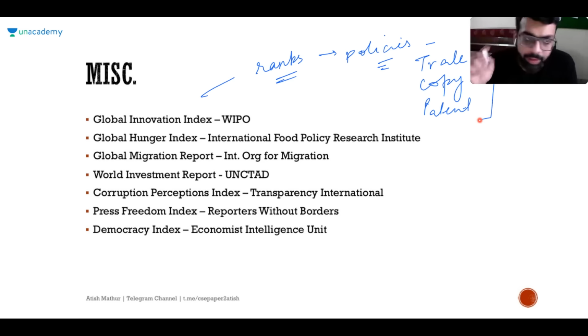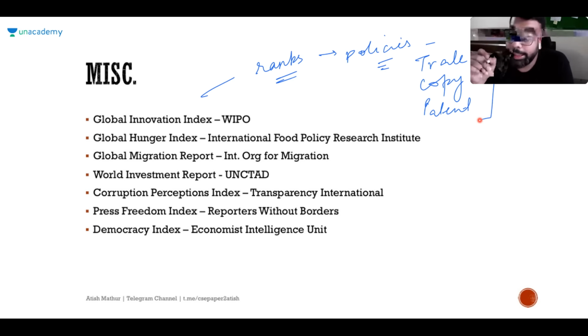Okay. Global Hunger Index. This is essentially seeing in which country the general penetration of hunger is the highest. Okay, so the Global Hunger Index is by the International Food Policy Research Institute. It has not been changed.